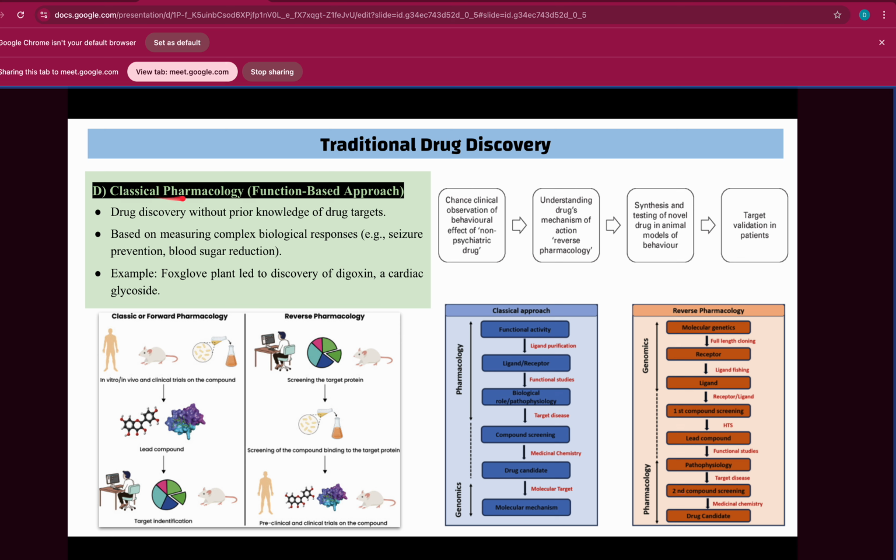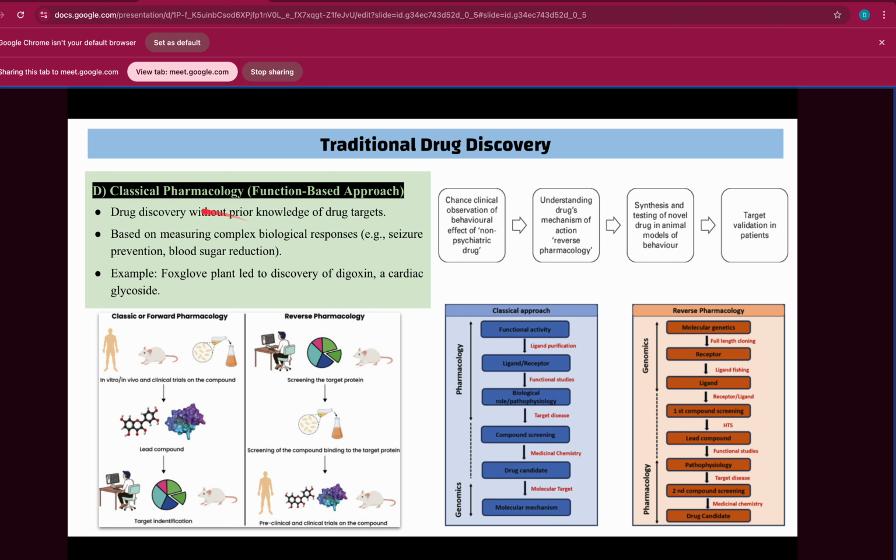So the fourth type of traditional drug discovery method is classical pharmacology, also known as the function-based approach. In this, drug discovery happens without prior knowledge of the drug target. We do not know what the drug target is which that particular drug is targeting. It is just based on measuring complex biological responses. For example, a certain drug is better for seizure prevention, or it is reducing the blood sugar. We do not know which protein it binds to or what the mechanism behind it is, but we know that this particular drug or lead compound is bringing the functional effect.